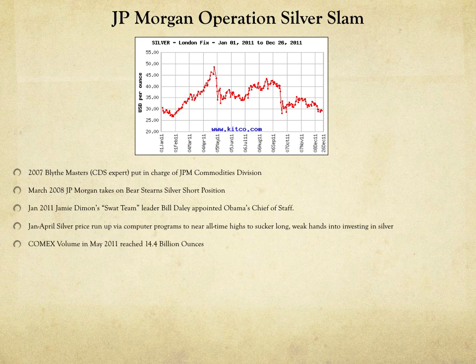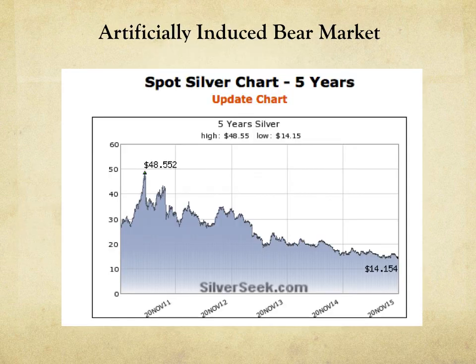Crazy, crazy stuff. COMEX volume in May 2011 reached 14.4 billion ounces. Remember, there's only 2 billion ounces of investable silver out there. Somehow, 14.4 billion ounces slammed the price down of silver. And there was no CFTC investigation into the operation as it was conducted out of the White House. They're not gonna run an investigation into themselves. It's just not gonna happen.